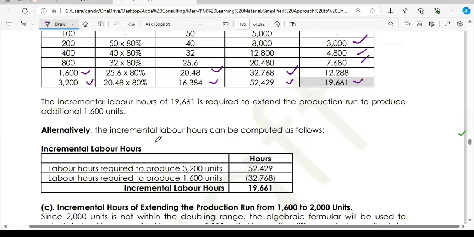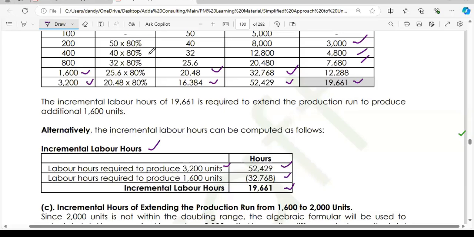If I don't want to follow this route, I can bring it out separately to determine my incremental labor hour. To do this, I need to determine the labor hours required to produce the 3,200, which is 52,429. What's the hours required to produce 1,600, which is 32,768. The difference will give me 19,661 hours. That's it. So you have to be very careful. The examiner has said you should determine incremental hour, not total hour required to extend to 3,200.